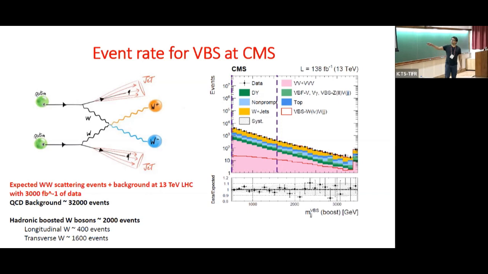Yeah, the signal is quite small. Even here, right? You have 2000 hadronic boosted Ws compared to 32,000 background, right? So within this, we're claiming that you can still measure the polarization fraction.